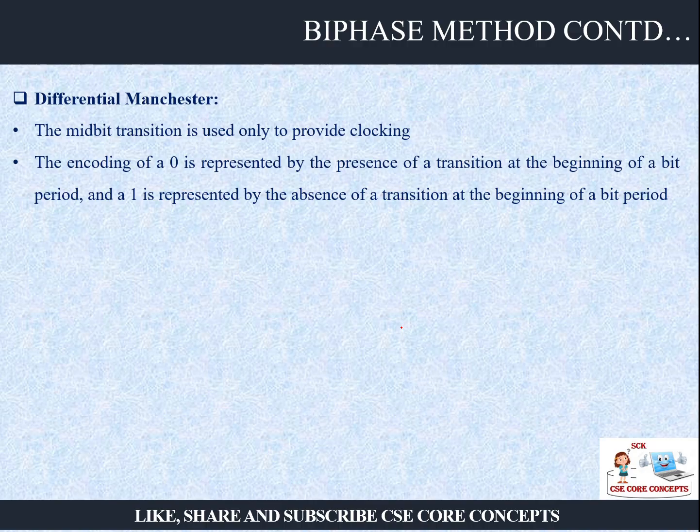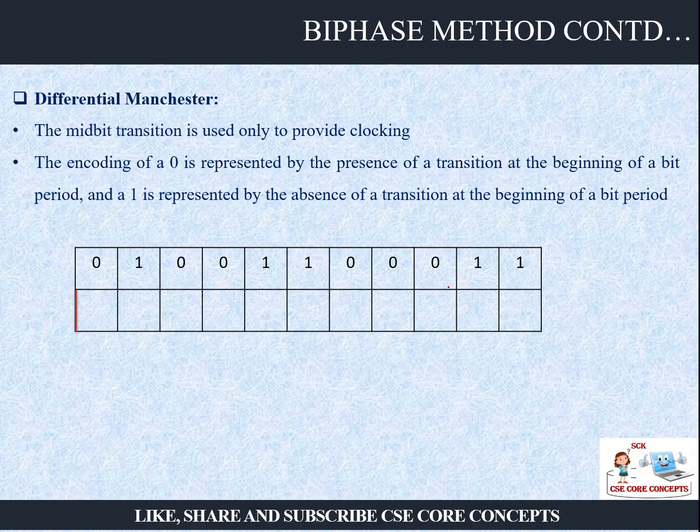Similarly, another approach is the differential Manchester, but here the difference is that the mid-bit transition will only provide a clocking signal, that is for resynchronization. But the transition for the data will always be done at the beginning of the bit. Now here if it is a 0, it is represented by the presence of a transition, and if it is 1, there will be no transitions.